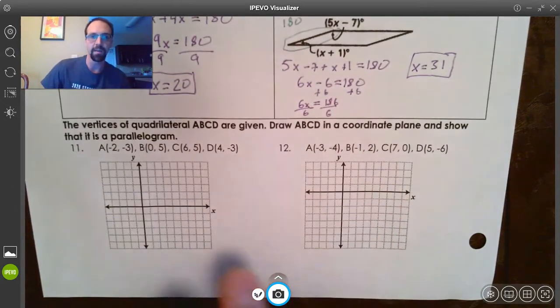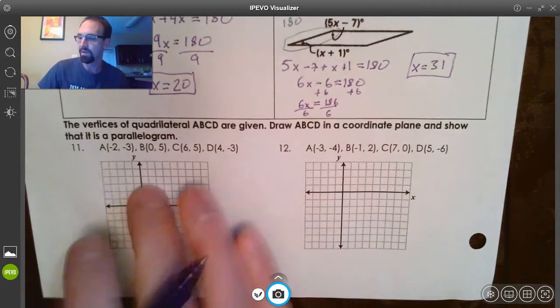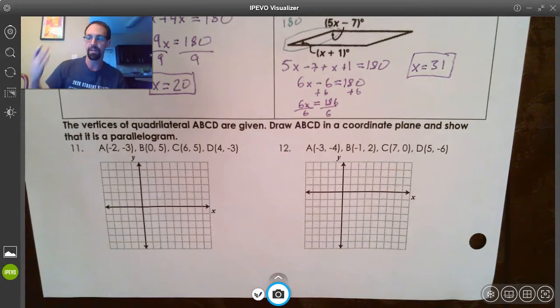Join the next video as we talk about how to then plot points on a graph and then determine if the quadrilateral is a parallelogram.